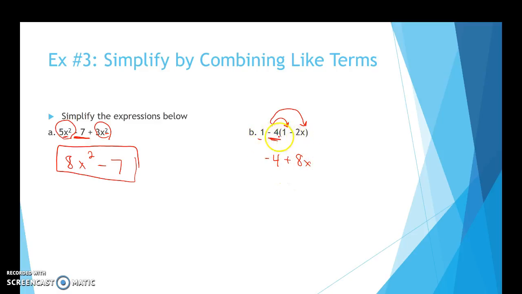So I've worked with the distributive property with the 4 and the numbers in the parentheses. Now I can bring down that 1. So we have 1 minus 4 plus 8x. Well, where do we have like terms here? My like terms are going to be 1 and negative 4. Well, 1 minus 4 is going to give me negative 3 plus 8x. My 8x cannot combine with anything else. So negative 3 plus 8x is going to be my final answer right there. That is it for this section.